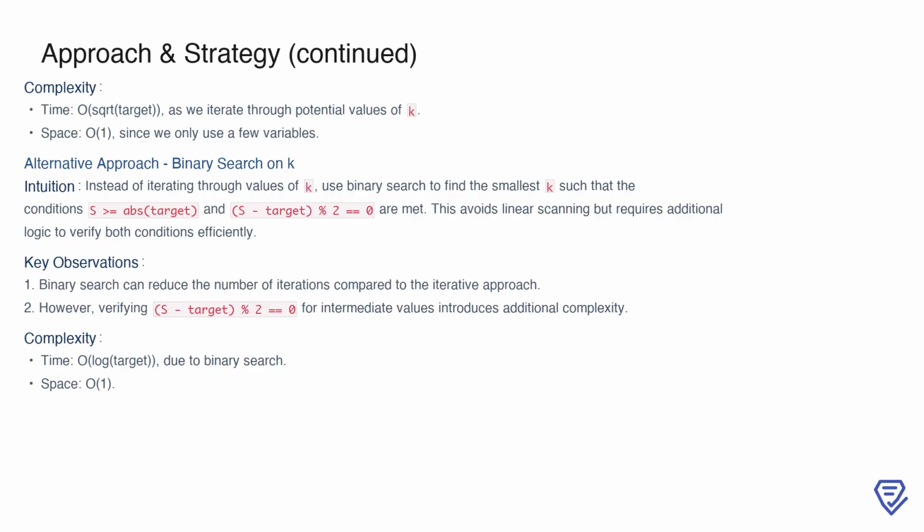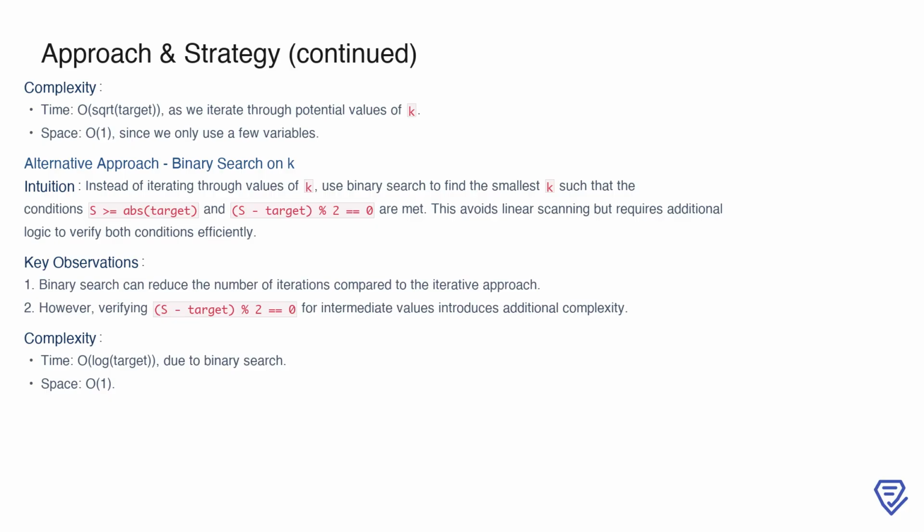Space complexity remains O(1), since no additional data structures are required, only a few variables. An alternative to this iterative approach is using binary search to directly find the smallest k that satisfies the conditions. Binary search reduces the number of iterations, achieving a time complexity of O(log target).